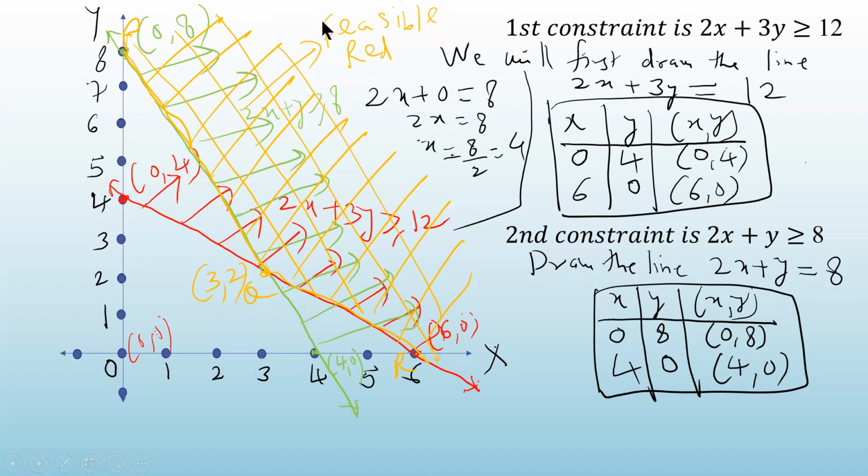Now, once you have found the feasible region, what is our next step? Your minimum Z will be on the corners only. So write down the corner points. We will prepare a table like this.